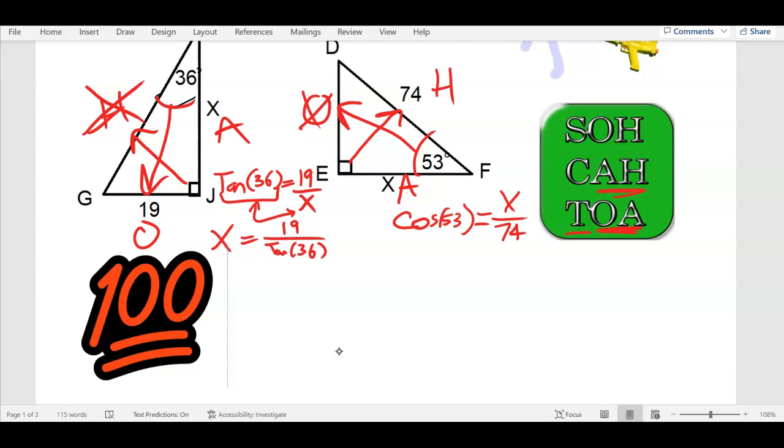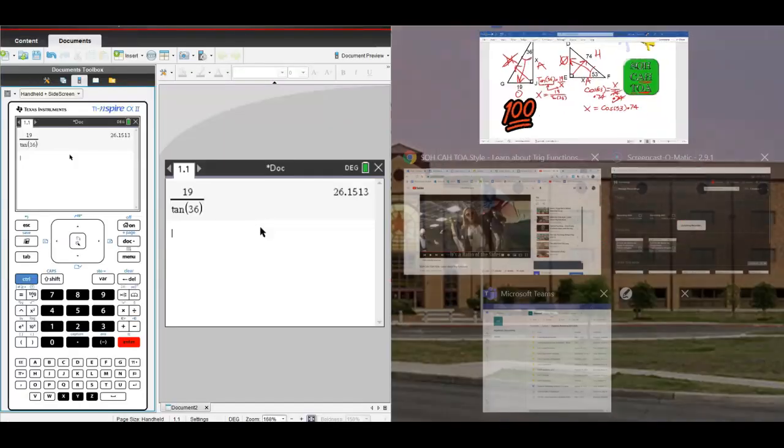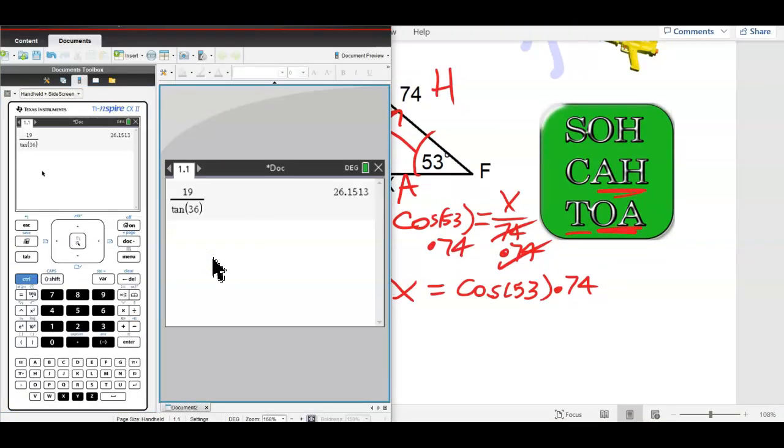X is on top, so to get rid of a divided by 74, the opposite of dividing is multiplying by 74 on both sides, times 74, times 74. Cancels out on the right side, so now I just have X equals cosine 53 times 74. Let's type that in.